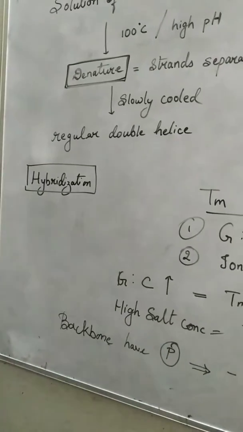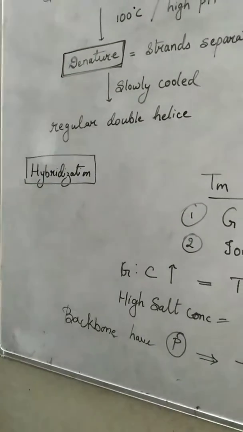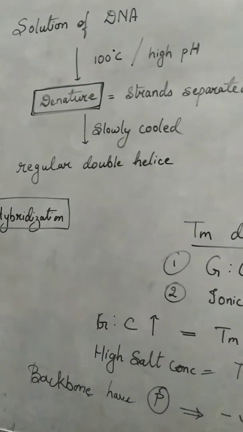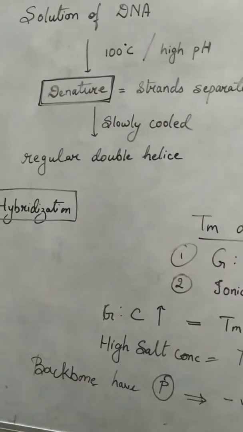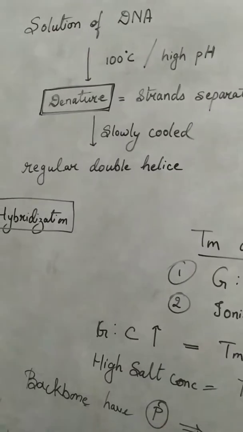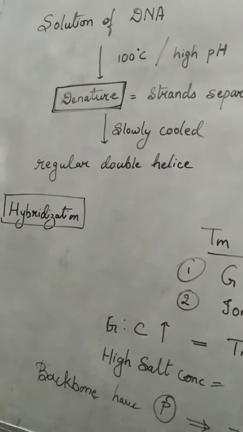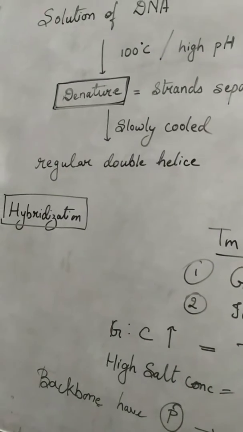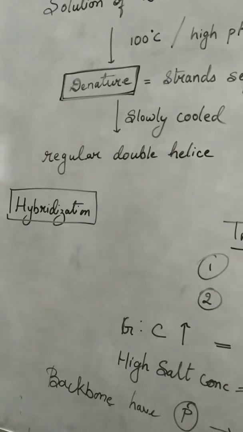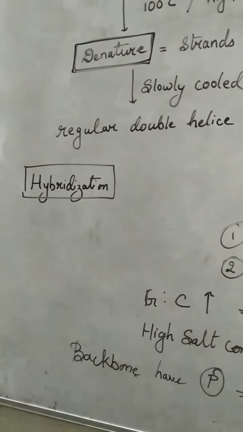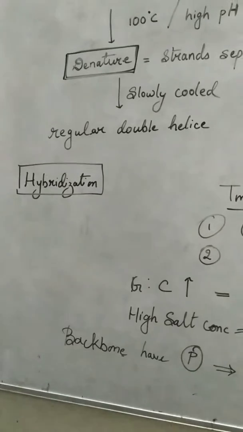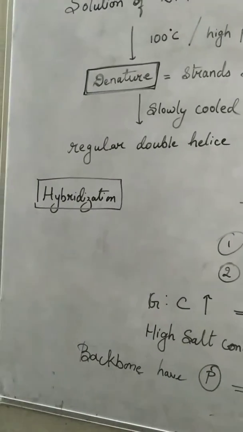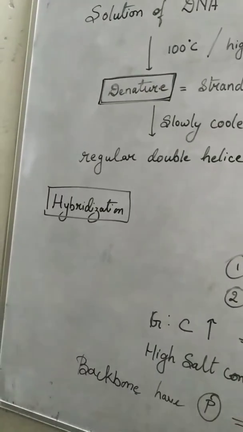Now the next term is hybridization. When we said that increase in temperature will separate both the strands, at that same point if we interchange the DNA strands, then there are chances that some new strands can be incorporated with the original strand. That will form a hybrid structure, which is known as hybridization.